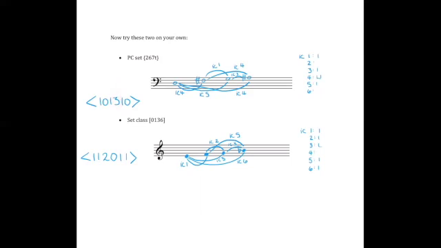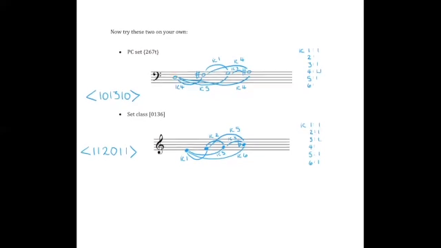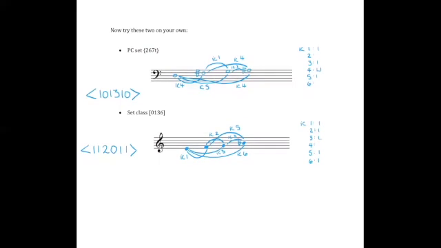Okay, last but not least, we have set class 0136. And like I said, we might all have different notes for this. I chose to start my set class on E. Now, if you were wondering how you even come up with this, I'm assuming that a lot of you notated yours as C, C sharp, E flat, and G flat, or its enharmonic equivalent.